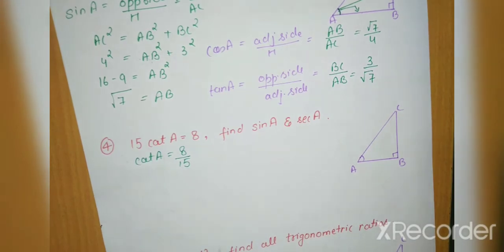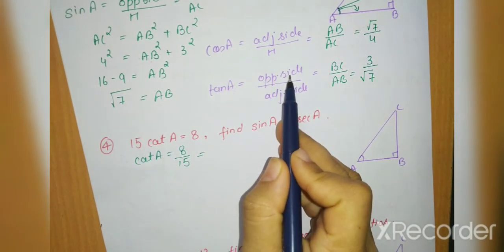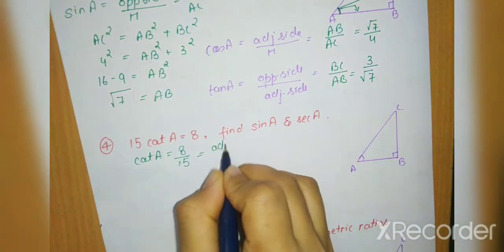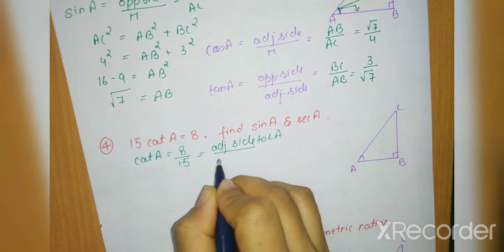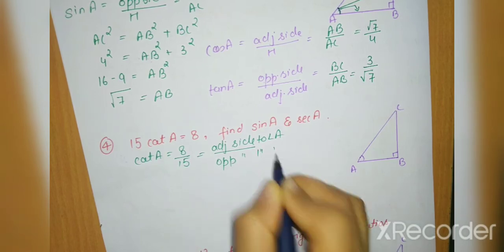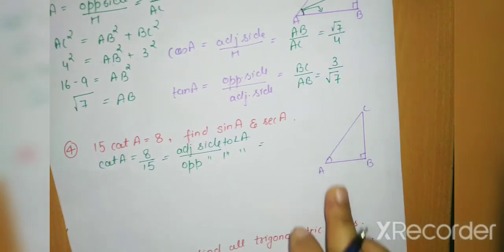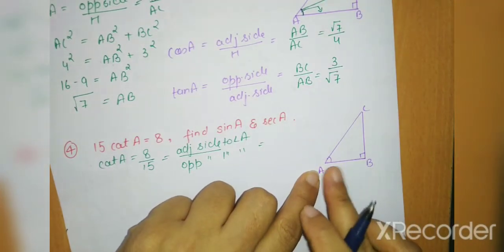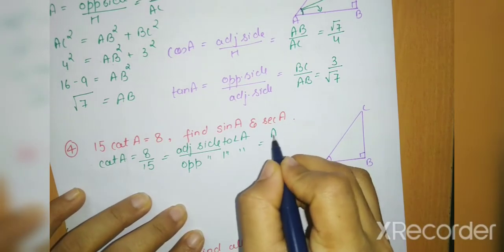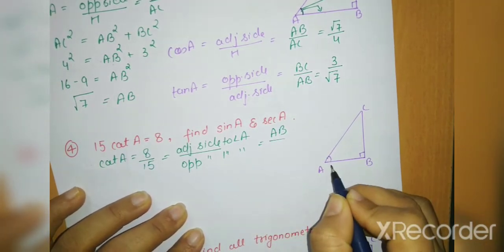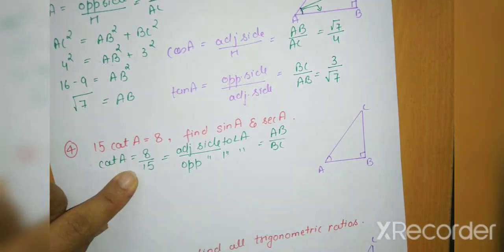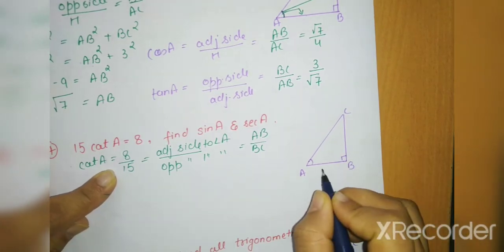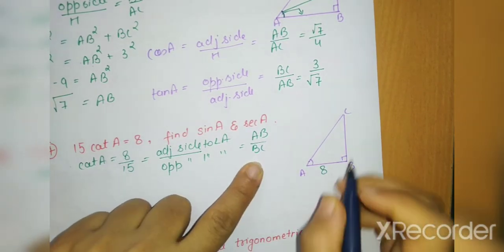Now see, we very well know what cot is. Cot is a reciprocal of tan. And what is tan? Opposite side by adjacent side. So here I can write adjacent side to angle A, AB you can write, and this side is the opposite side to angle A. Now see, this is the angle A, right? For this, which is the adjacent side? AB, correct? So I can write AB, this is the adjacent side, and for this angle, which is the opposite side, that is BC. Now see, the values of AB and BC I have: AB I have 8, and BC I have 15.